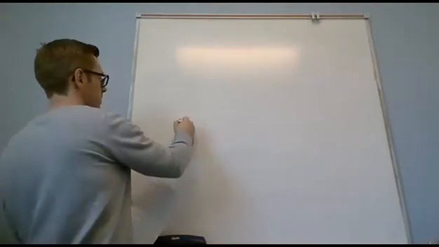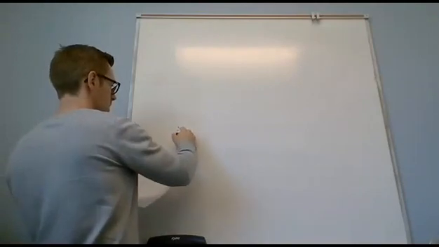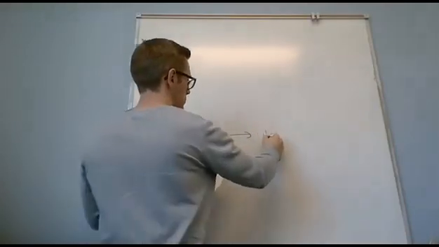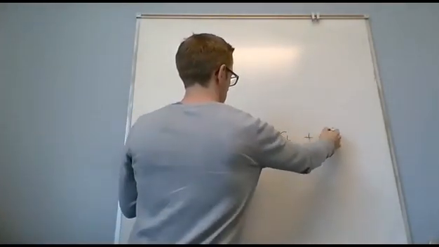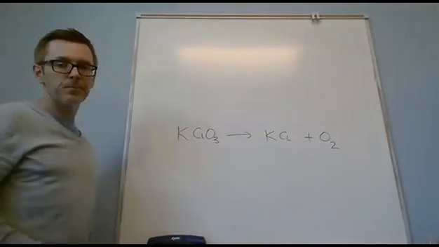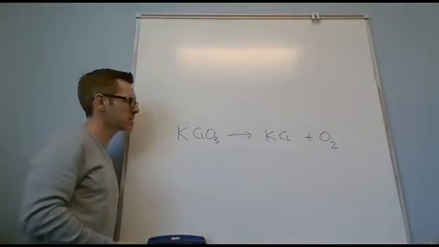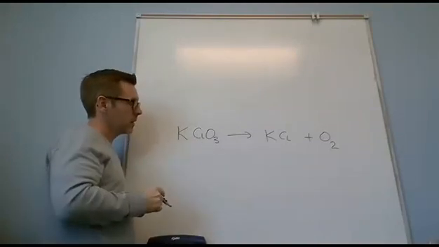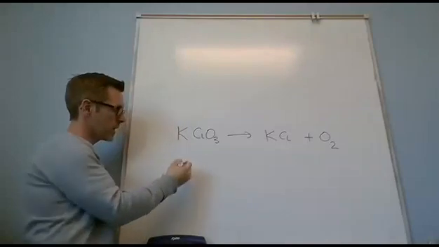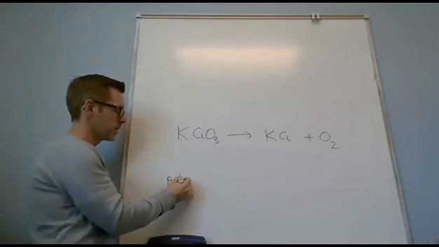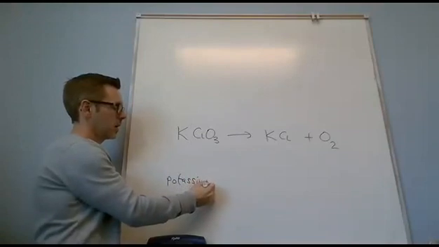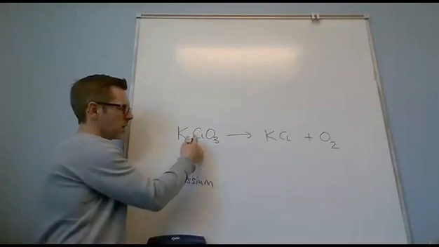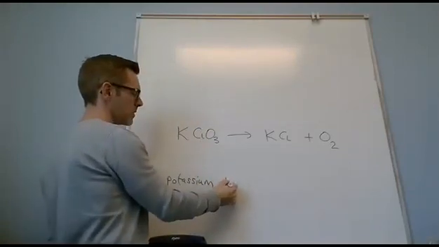What about something a bit more exotic like this? KClO3. For what it's worth, the name of it would be potassium... Well, in the previous video, we said something with oxygen ends in -ate. So chlorine and -ate, so it's chlorate.